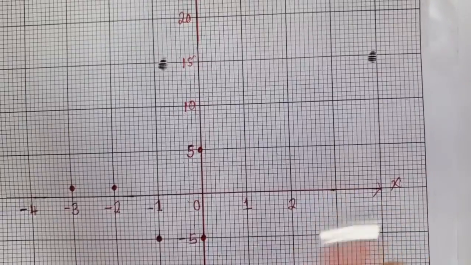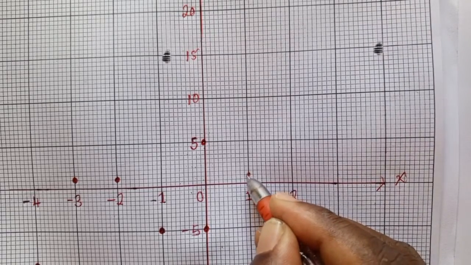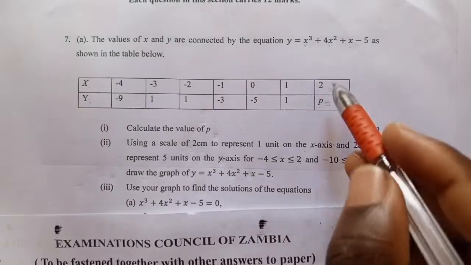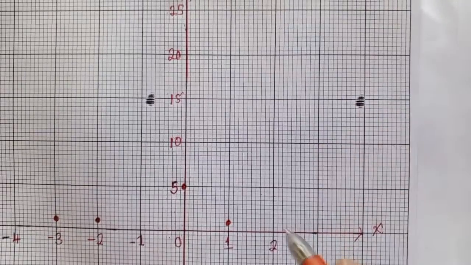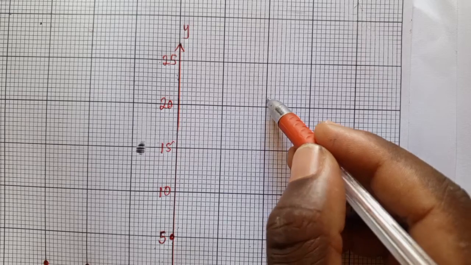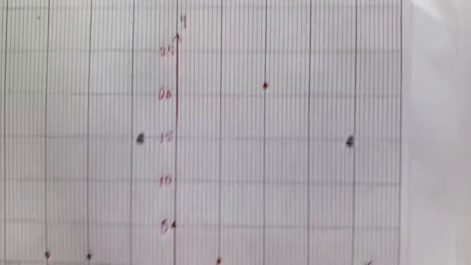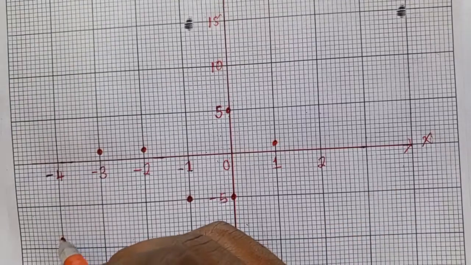So the next one is 1, comma 1. This 1, comma 1 is supposed to be here. The next one is 2, comma 21. So 2, comma 20.5, 21, it's here. So this is where it is. So we can now join these points.